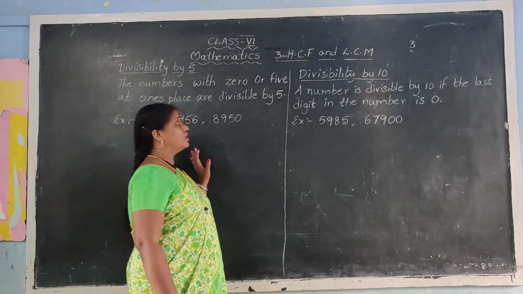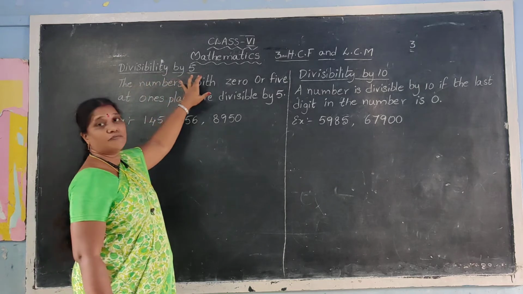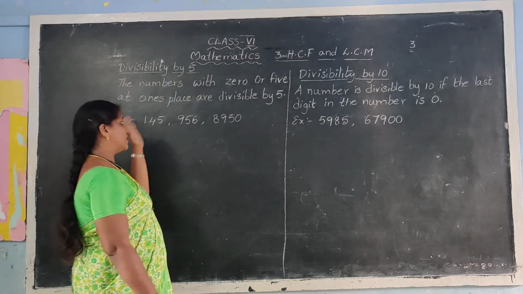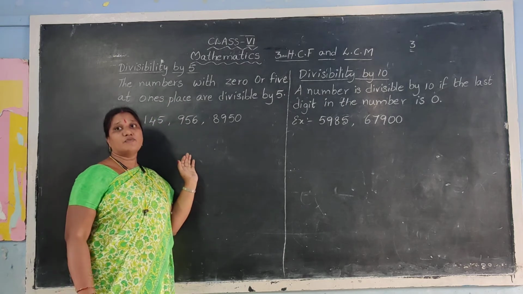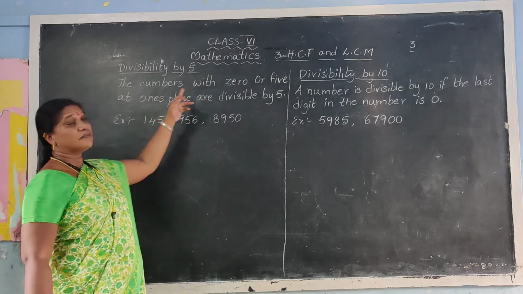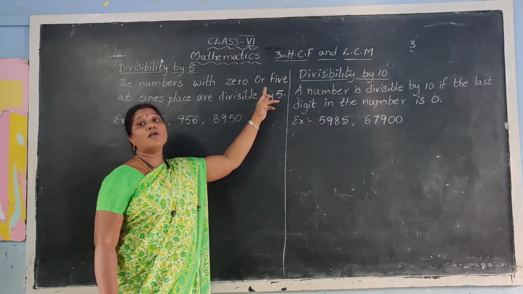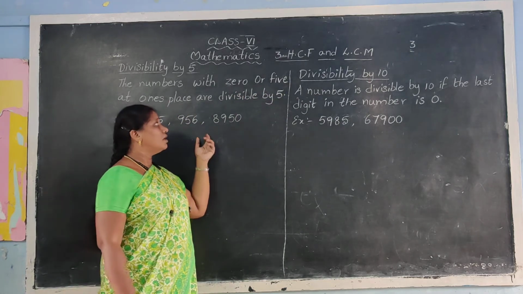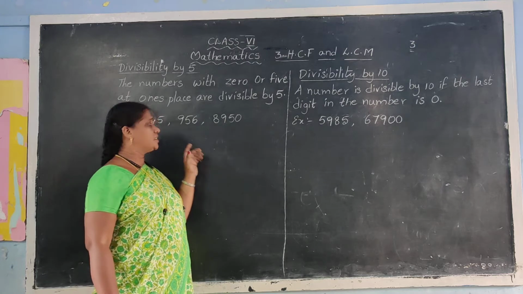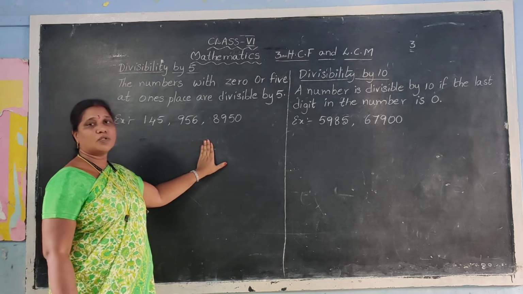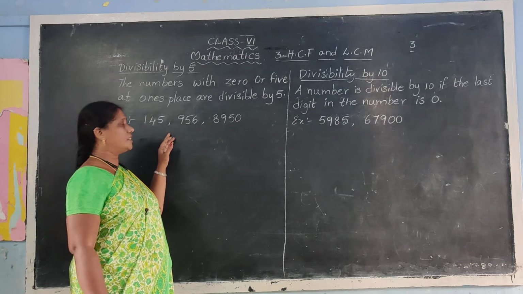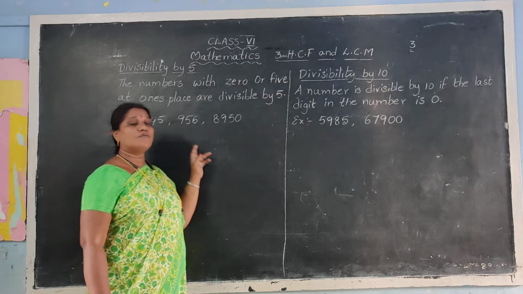Sixth class mathematics. Divisibility by 5. Divisibility rule for 5: the numbers with 0 or 5 in the ones place are divisible by 5. Given a number, if its ones place digit is 0 or 5, it is divisible by 5.